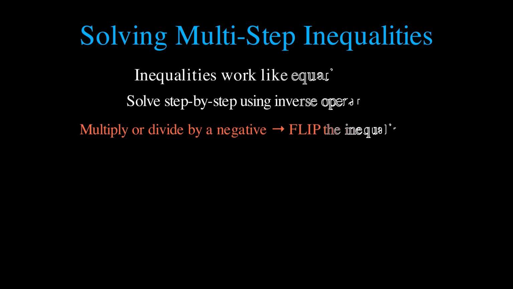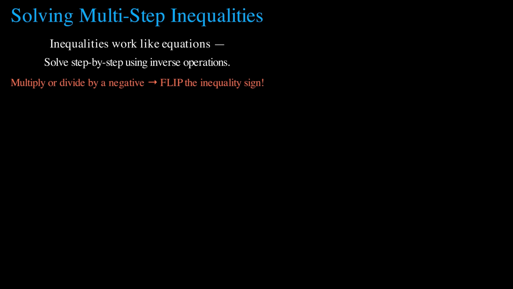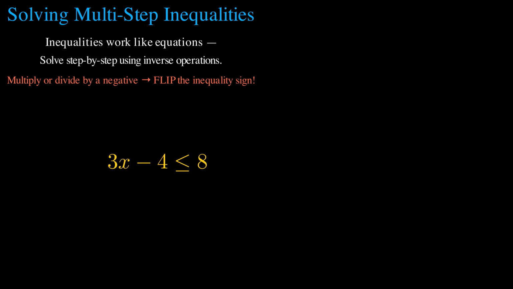Multi-step inequalities work almost exactly like multi-step equations. We still solve step by step using inverse operations. The big thing to watch for is negatives. If you multiply or divide by a negative number, the inequality sign must flip. This reminder is important. This example will show the process clearly from start to finish.